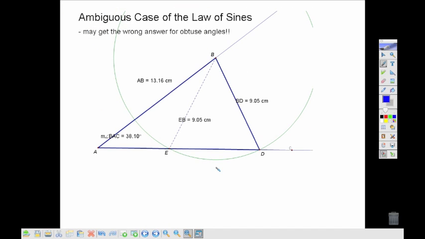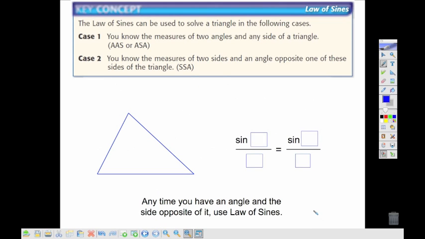Now sometimes the law of sines is not going to work out for us. If we have an obtuse angle, it could give us problems, but we'll worry about that more when we come to the next section. Really, we want to use the law of sines anytime we have a situation where we have at least one angle and the side opposite of that. So if we have a side and the angle across from it, and we have any other part, whether it's an angle or a side, we can use the law of sines.